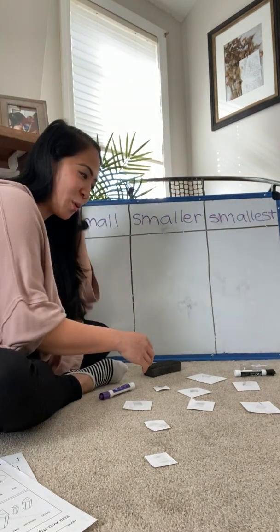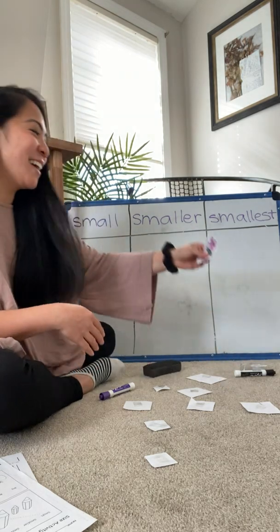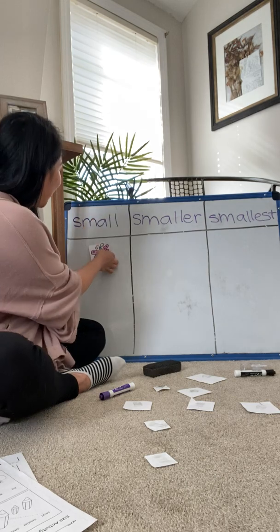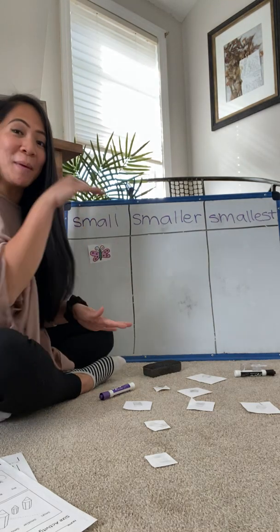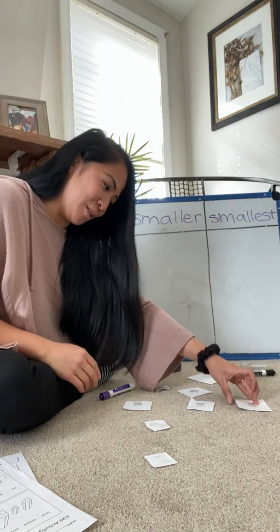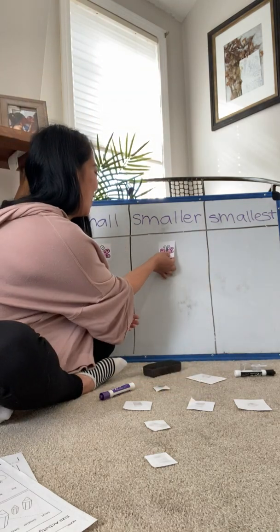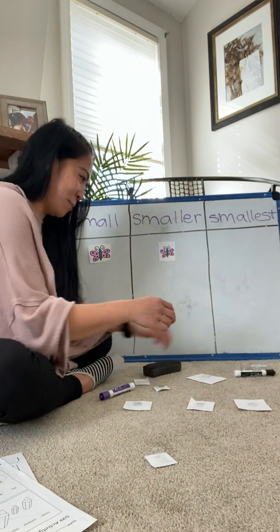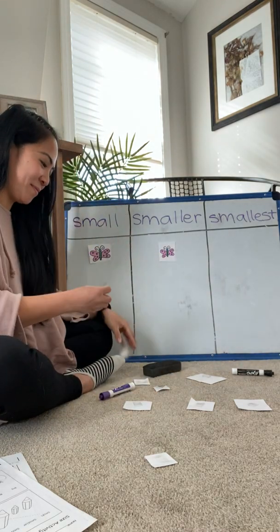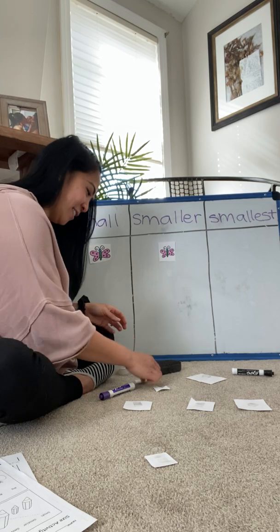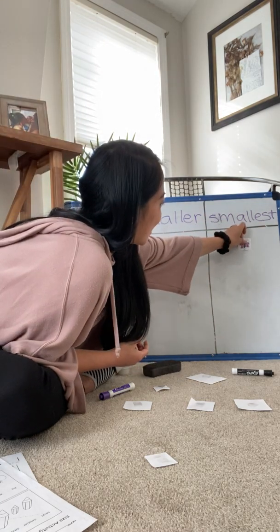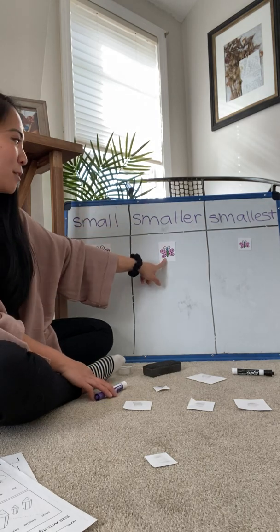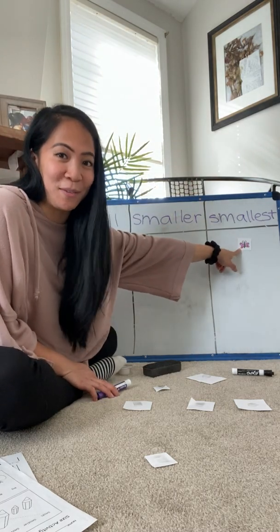All right? So we're going to move backwards. So this is going to be small. And then now we're going backwards. We're going lower. We're going to do smaller. And the smallest. Oh, this one needs more tape. It's like shrinking. It's making it small and smallest. All right? So small butterfly, smaller butterfly, and the smallest butterfly.